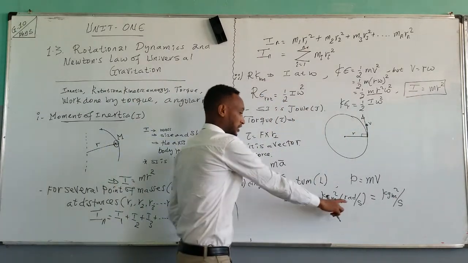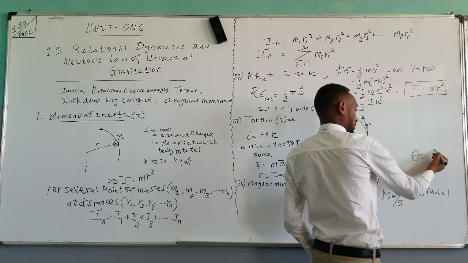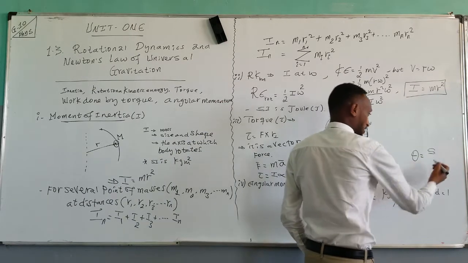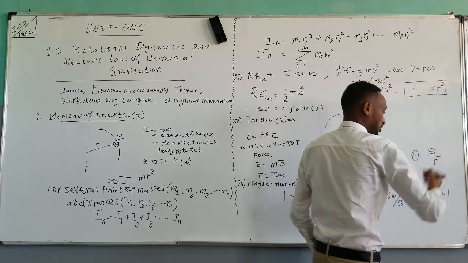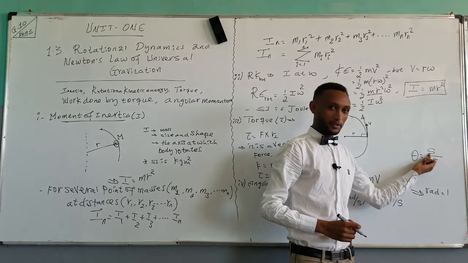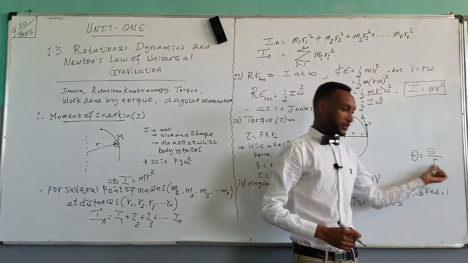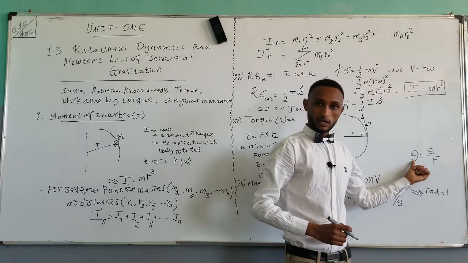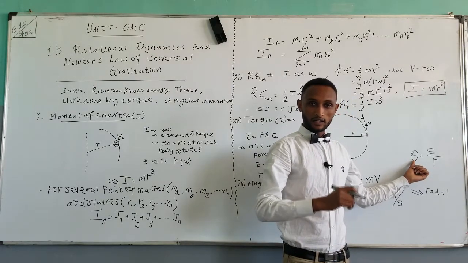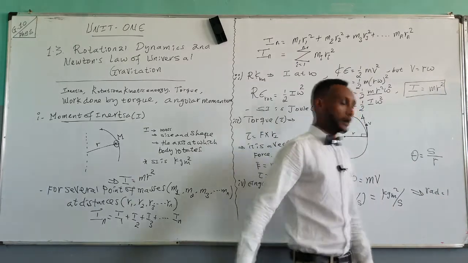The measurement of radian is equal to 1. Angular displacement is equal to the tangential distance over the distance at which the object rotates. Since both of them are distances, you get meter by meter, and you get the unit for angular displacement, the radian, which is equal to 1.